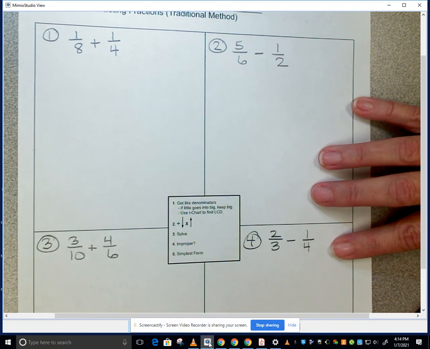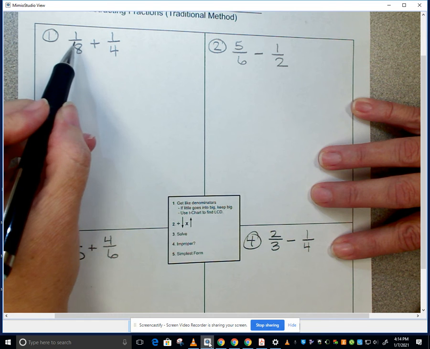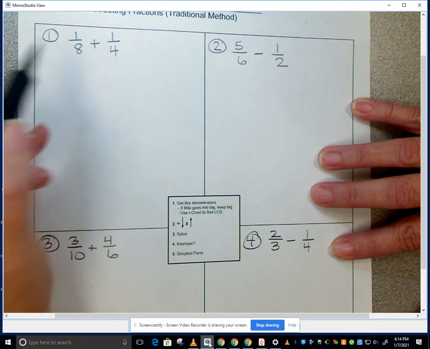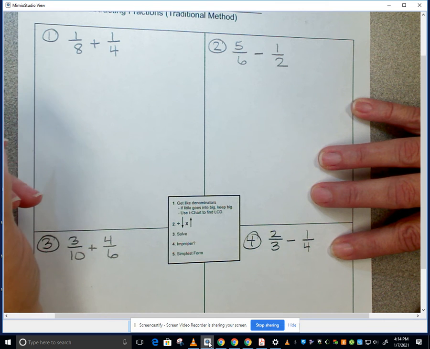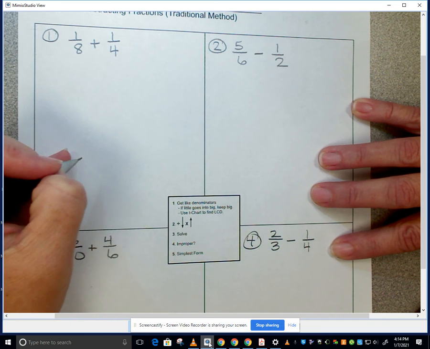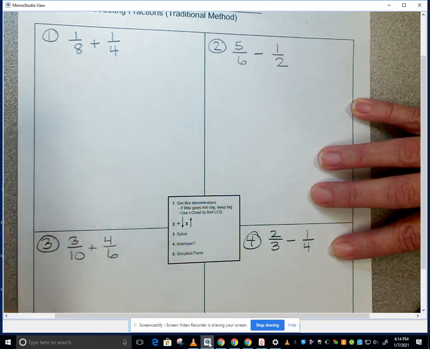So number 1, we've got to add 1/8 plus 1/4. Write this problem on your paper. If you need to pause to give yourself time, feel free to do so. And at any time in this video, if I'm going too fast and you need to catch up, just pause.